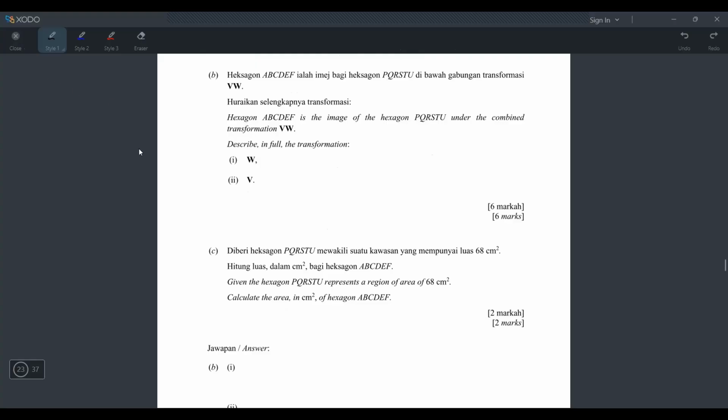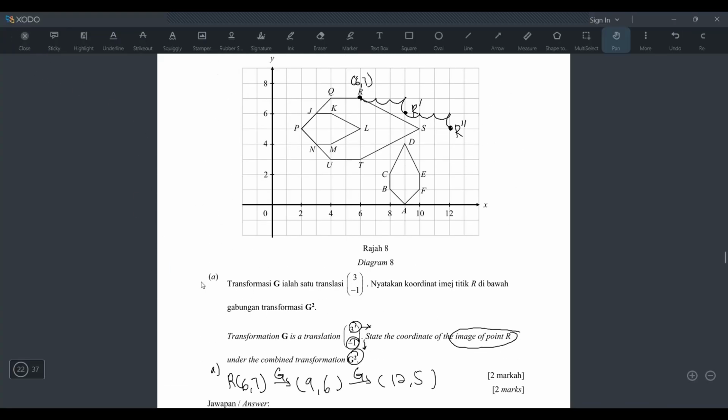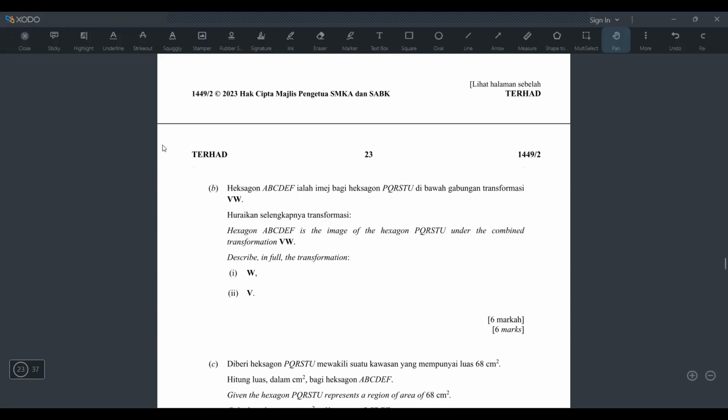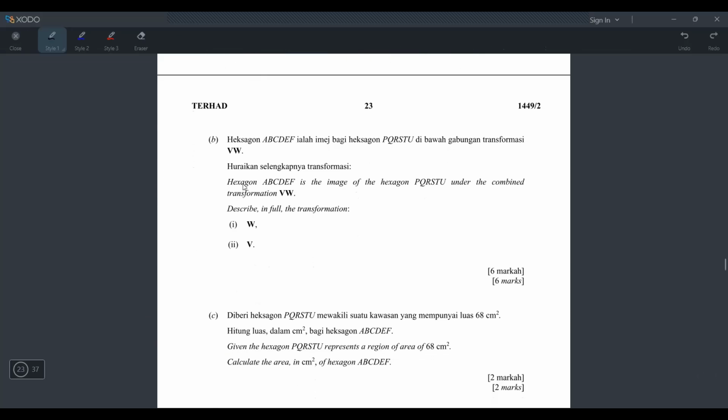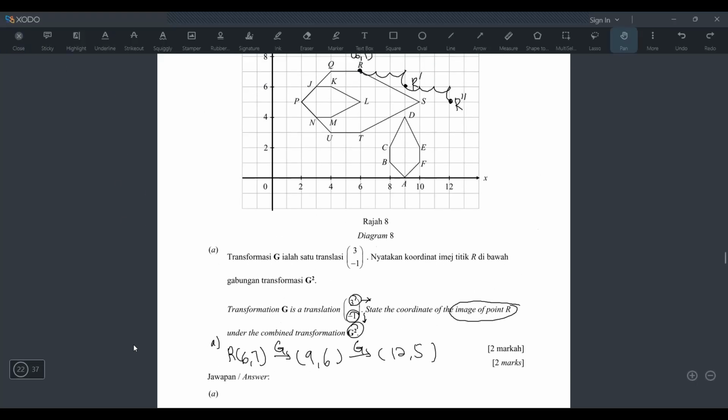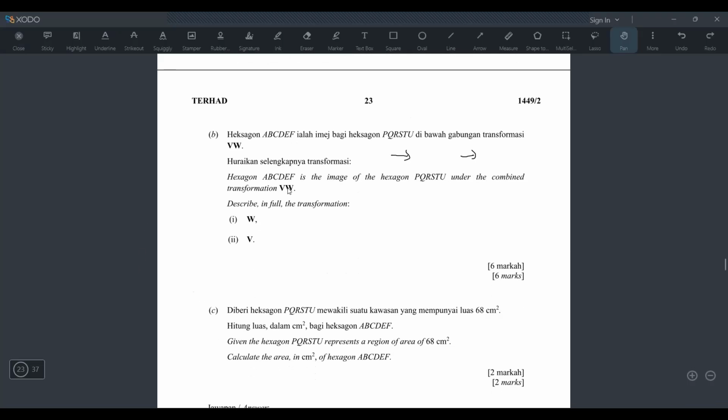B, this is the one that uses the irregular hexagon just now. So let's read the question. Hexagon ABCDEF is image of hexagon PQRSTU under combined transformation VW. Describe transformation W and V. Okay, how did I teach you this in class? Who remembers? I taught you to directly describe, right? No. You cannot directly describe. You have to write down the arrow first. Because if you directly describe, you will do it wrong, because you don't know who's the object, who's the image. So every time they mention who is the image, who is the object, make sure you draw the arrow nicely.